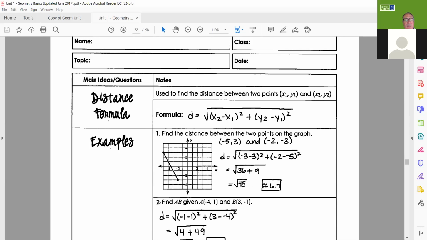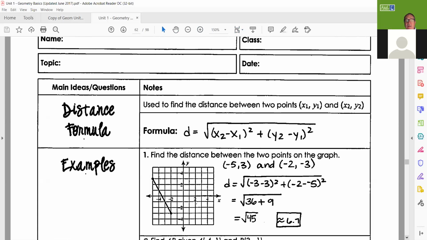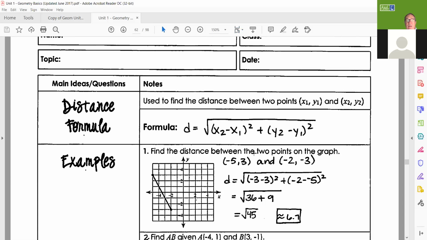That distance formula, I don't expect you to memorize that. Yeah, that's better. But it is something that you need to have as a reference. So keep it handy. And so for this first problem, we got this graph with a couple of points on it. And it just says, find the distance between the 2 points on the graph, okay?